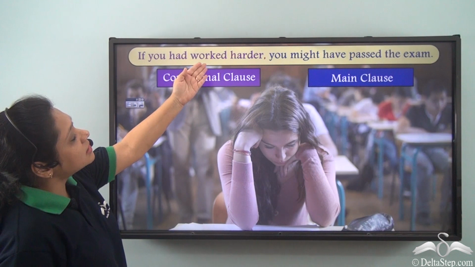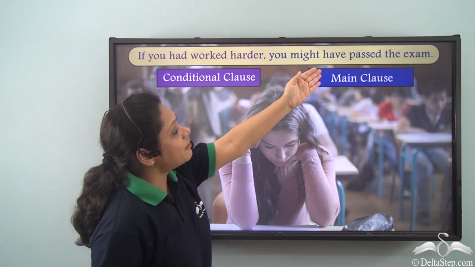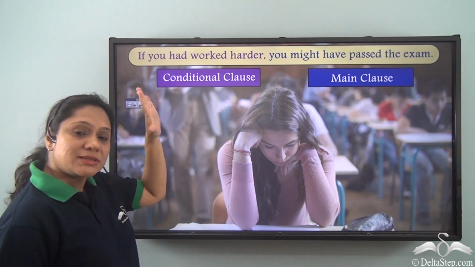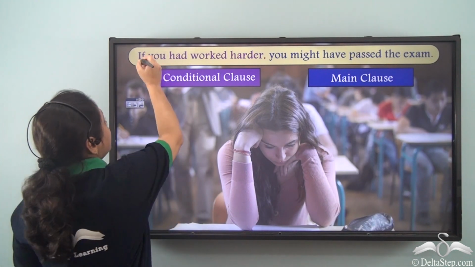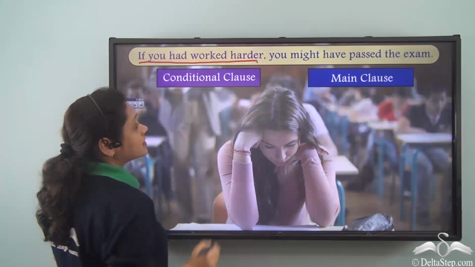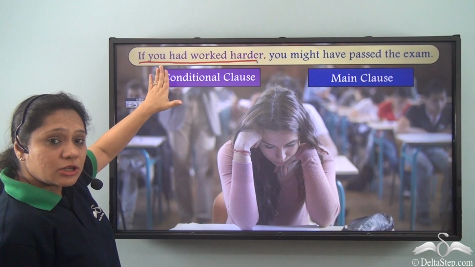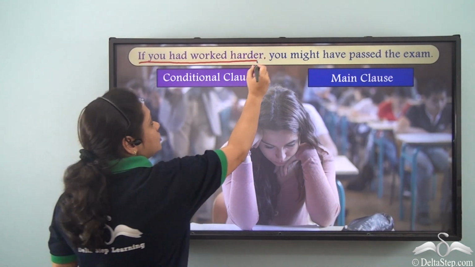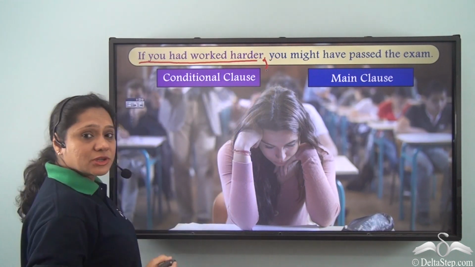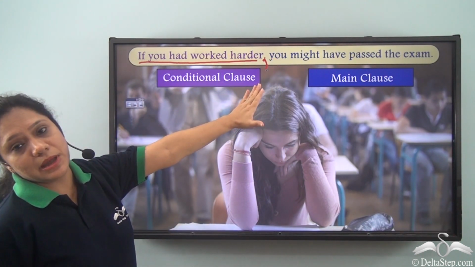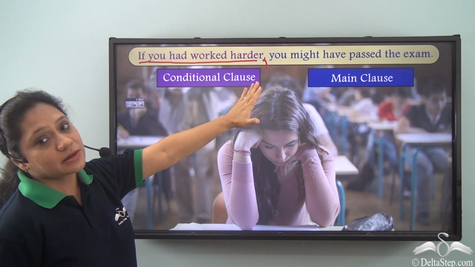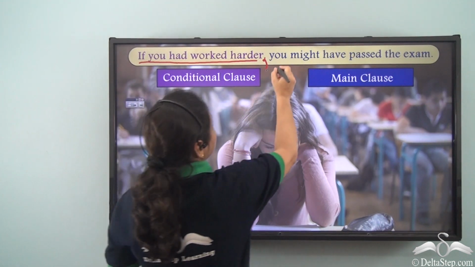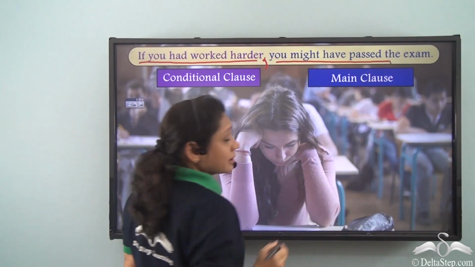If you had worked harder, you might have passed the exam. So, what is the condition in this sentence? If you had worked harder. So, this is the conditional clause. We have started the sentence with the conditional clause. So, we put a comma after it and then we write the main clause which shows the result. What is the main clause here? You might have passed the exam.